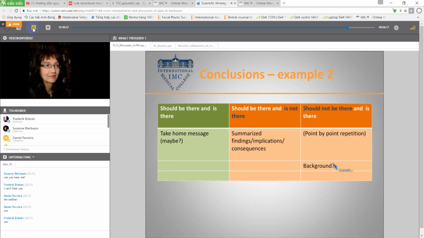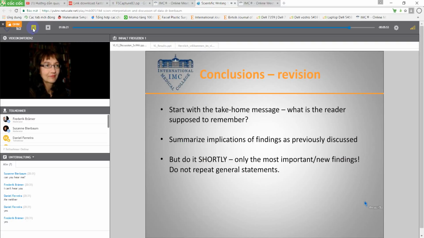You also shouldn't do what's not done here so much. I've seen that in other conclusions, much too long. I mean, it's like a one-page conclusion. That's not a conclusion for a 15 or 20-page results part and discussion. Avoid a point-by-point repetition of whatever you mentioned in the discussion. That's not the point of a conclusion. So that's really what to do.